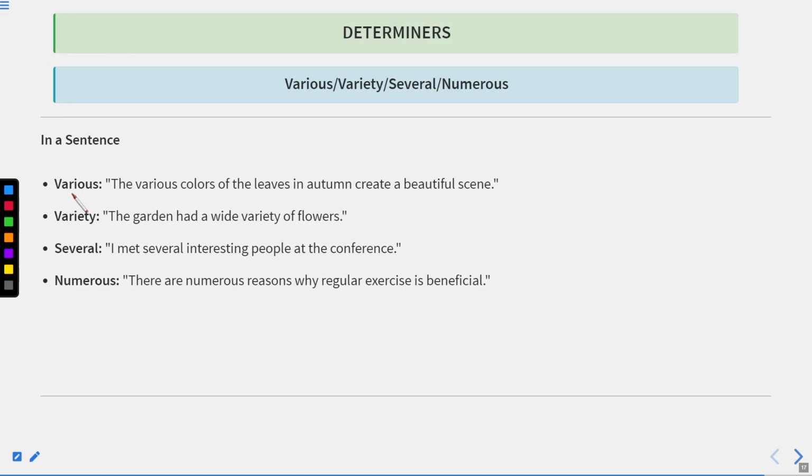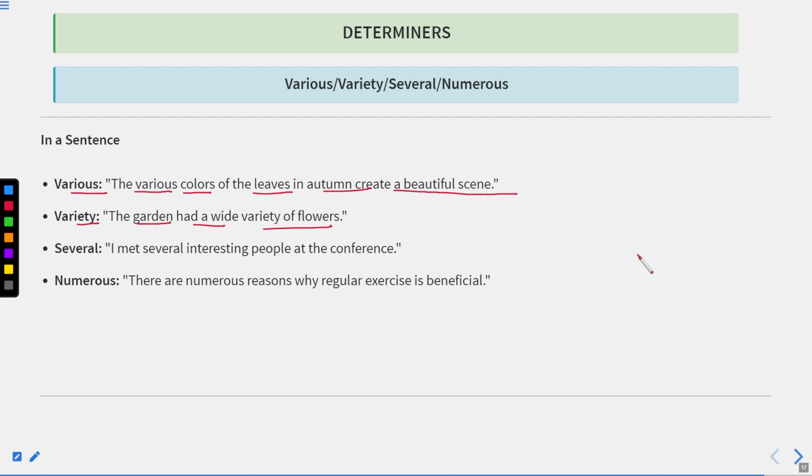Now, in a sentence, if we talk about the word various: the various colors of leaves in autumn create a beautiful scene. So various colors of leaves means leaves of different colors. So various means many colors or different colors of leaves. Many plus different. Variety: the garden had a wide variety of flowers. It means a range of flowers. The garden had a wide variety. It means there are, suppose, roses in one kind, and then sunflowers, then this and then that. So it contains a number of flowers, and of each and every type, there may be many flowers.